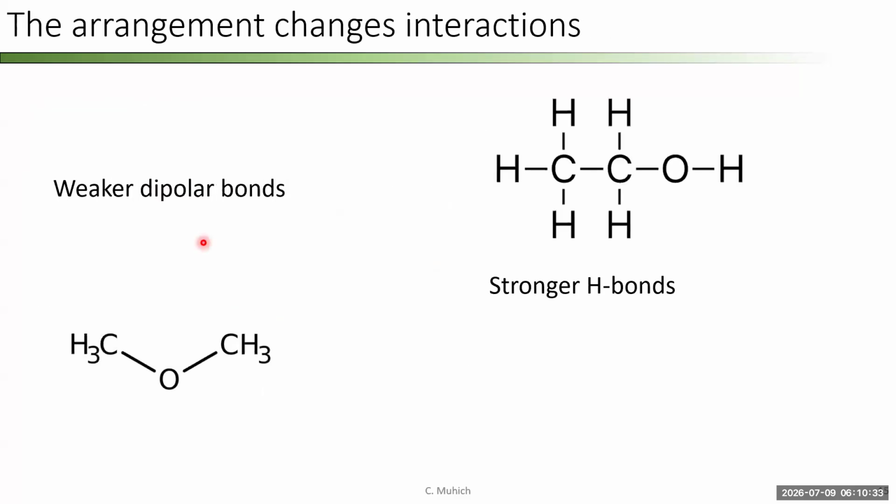Okay, so we can see over here this ethanol is capable of forming hydrogen bonds, while the dimethyl ether is going to have to rely on weaker dipolar bonds. So they're going to have different degrees of vaporization, and then the chemistry itself is going to be quite different because this oxygen is bound to carbons rather than a hydrogen.